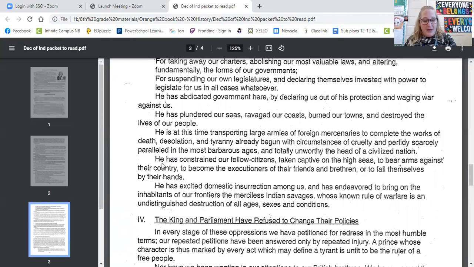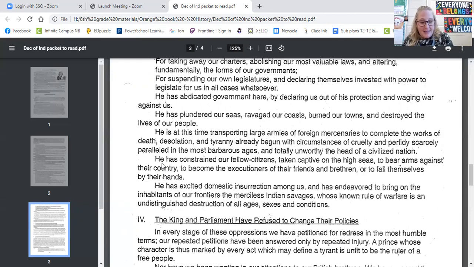Okay, so the next part. He has constrained our fellow citizens, taken captive on the high seas, to bear arms against their country, to become the executioners of their friends and brethren, or to fall themselves by their hands. What is that talking about? Well, they're starting to capture Americans and colonists and force them to be British soldiers. And if they choose not to do that, their only way out is to end things themselves. So again, pointing out some of the awful things he's done.